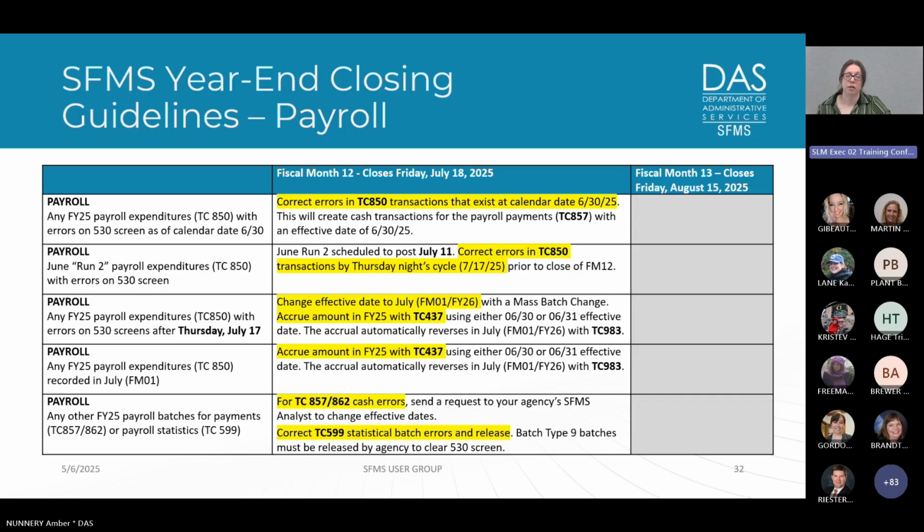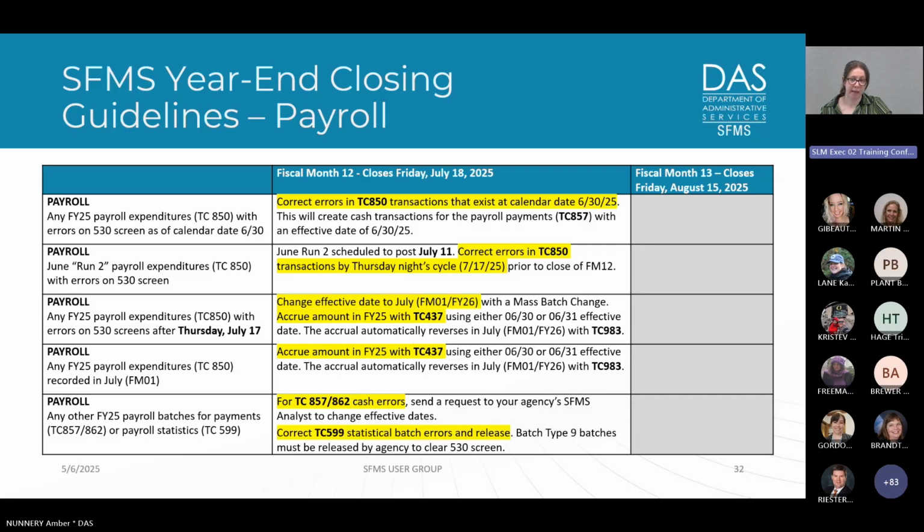Page 5, we have a lot of information about payroll batches. This really hasn't changed from prior years. Making sure that all your payroll is posted to the correct period. If you need to move things forward to July, how to accrue that activity, you would accrue it with a T code 437. Make sure you're looking at the different types of payroll batches.